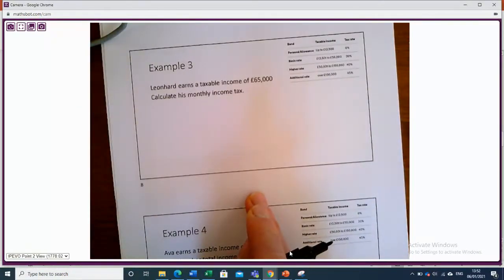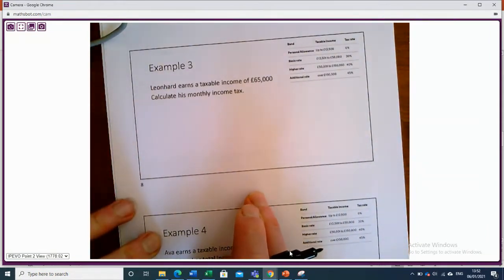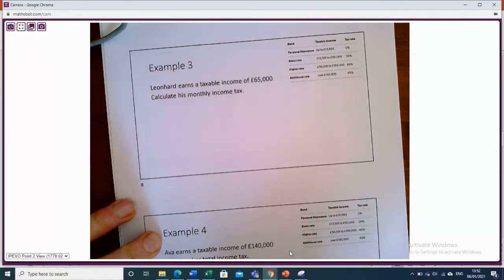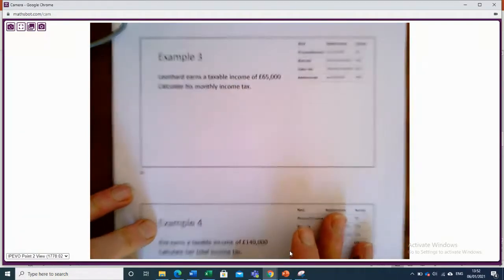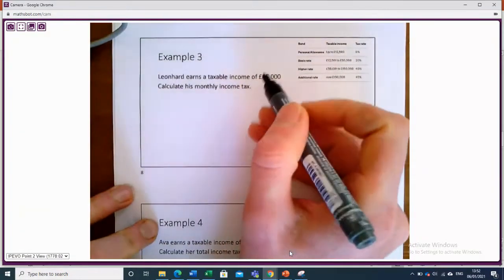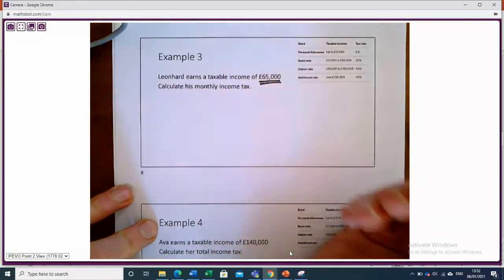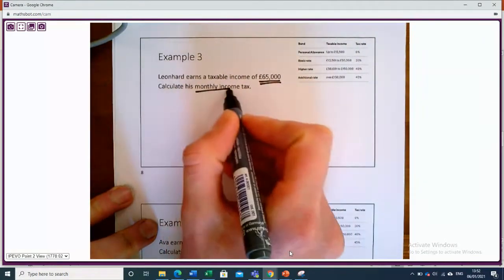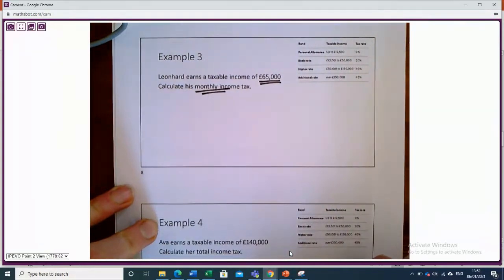Right, moving on. If you want to stop and pause and go and have a go at some of the questions that I'm going to give you after, feel free to do so. Okay, but moving on to example 3 now. Example 3 is Leonard. He earns £65,000, and again we want the monthly amount of income tax.